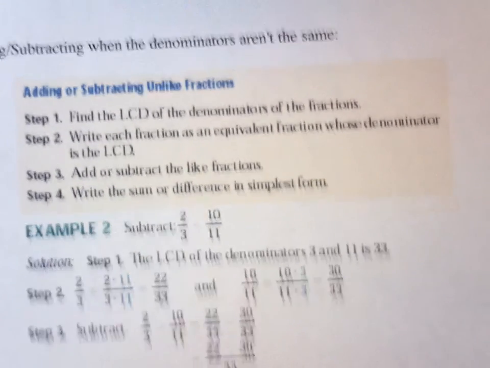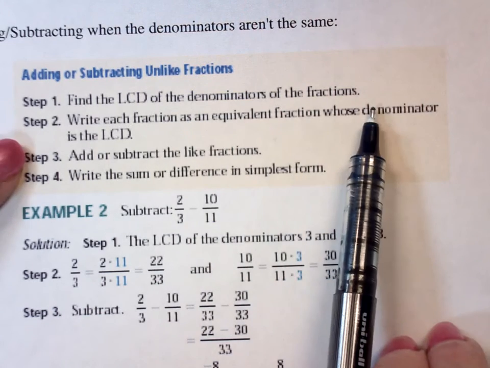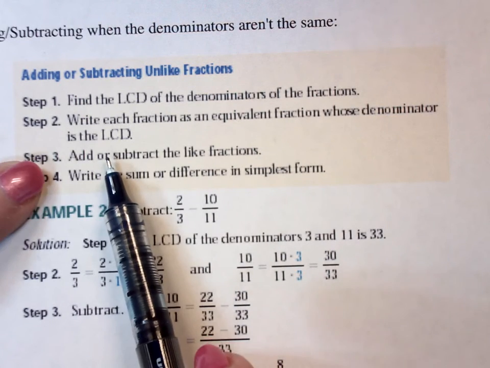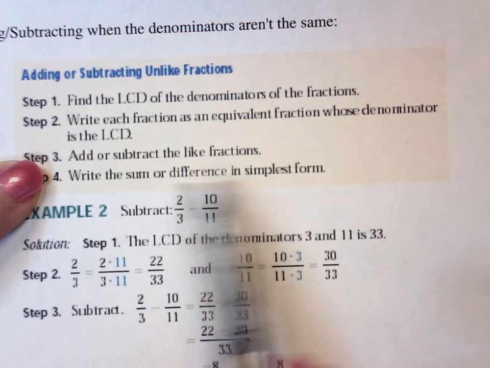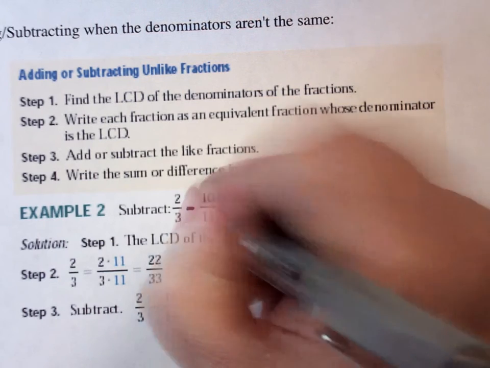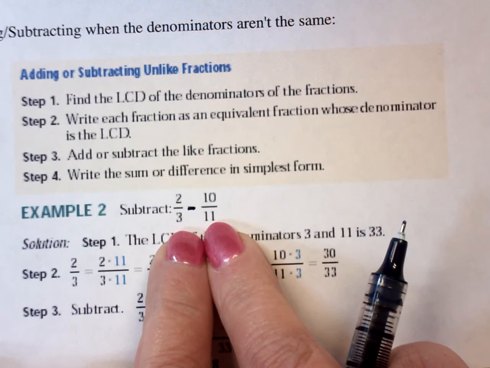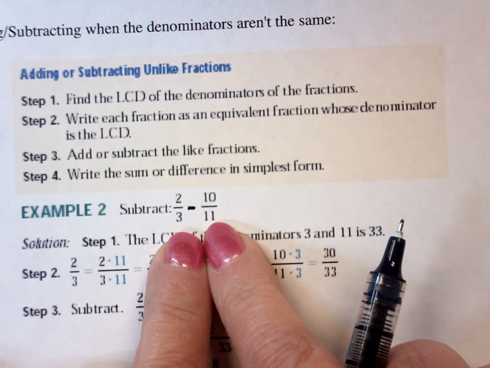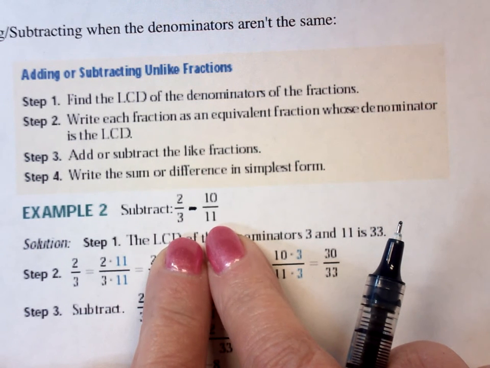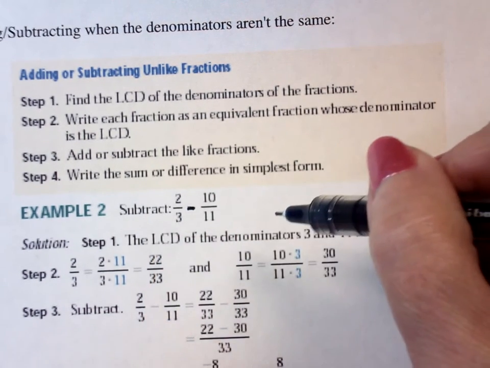So here we go. First of all, you're going to find the LCD of the denominators of the fractions. Write each fraction as an equivalent fraction whose denominator is the LCD. Add or subtract like fractions. Write the sum or difference in simplest form. Essentially what they're saying is this: I've got two things that I want to count, and the denominators are not the same size. If I want to know how many of these things I have, they have to have the same denominator, the same size fraction. So I first want to find the LCD.